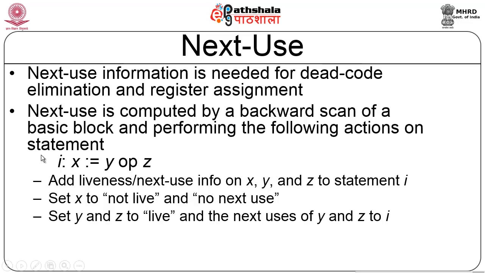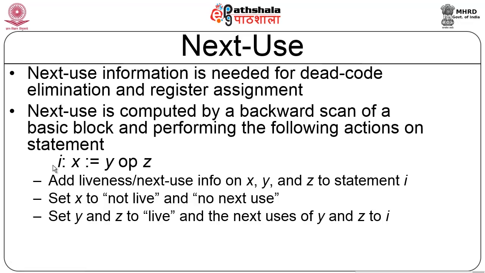Supposing you have a statement number I in which you have x is equal to y operator z. You have to have two pieces of information, one called liveness, the other called next use. In that case, you add liveness or next use info on x, y and z to statement I, set x to not live and no next use. So, the LHS variable is said to have no next use and it is not live, and you set y, z to live and their next use is at line number I. Okay, it is a backward scan.